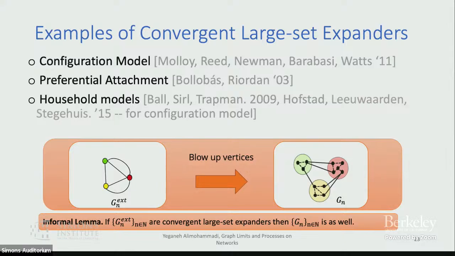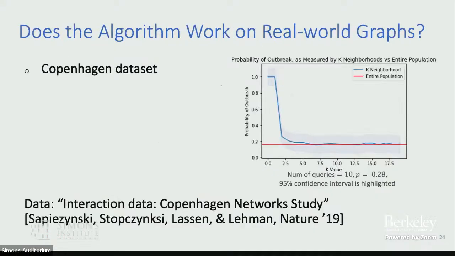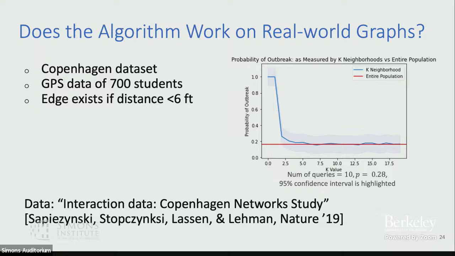So before getting to some proof ideas, let me show you some simulation and real data. Here we are looking at the Copenhagen dataset, which was a dataset for flu epidemics in 2019. They tracked the students' GPS data, and it has around 100 nodes, and we put edges if the distances are within 6 feet within half an hour or so.